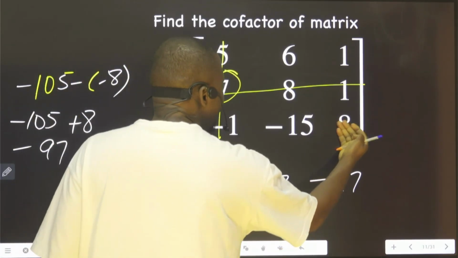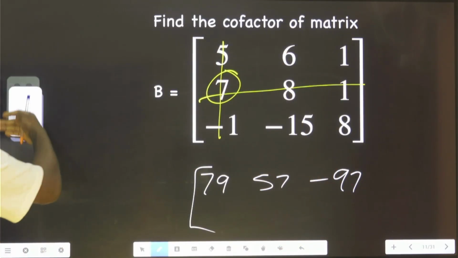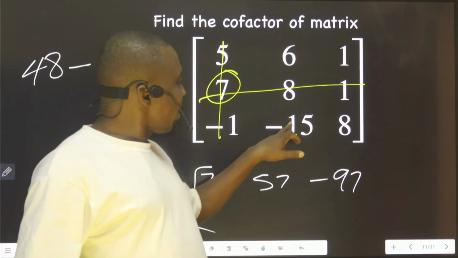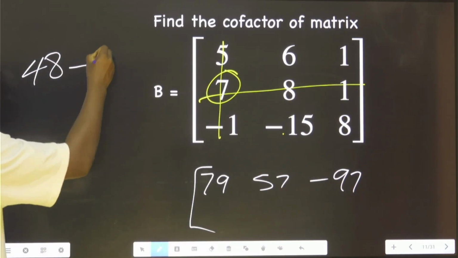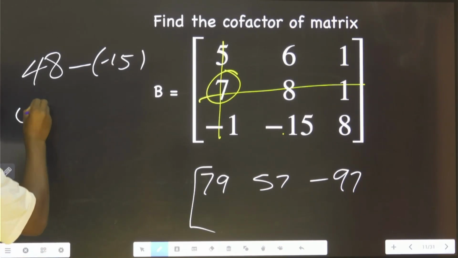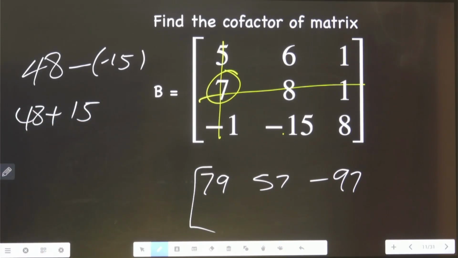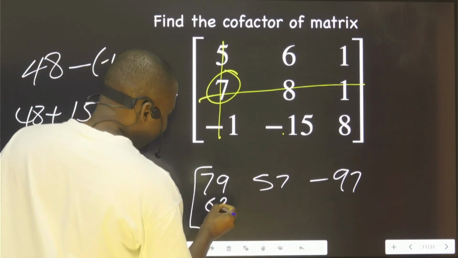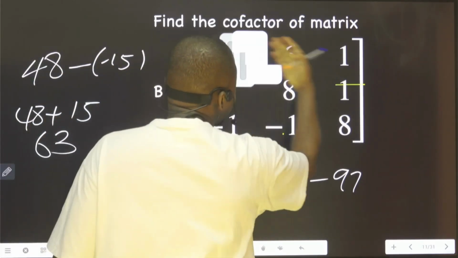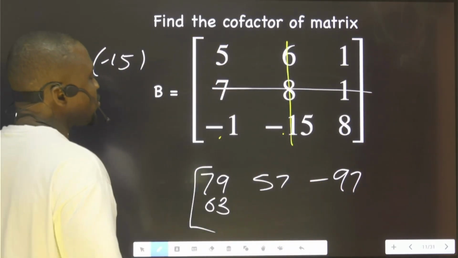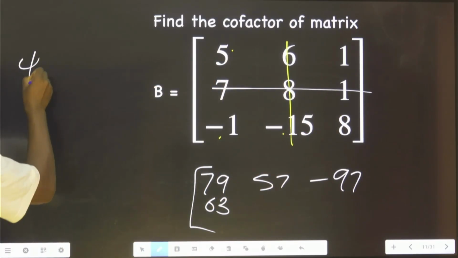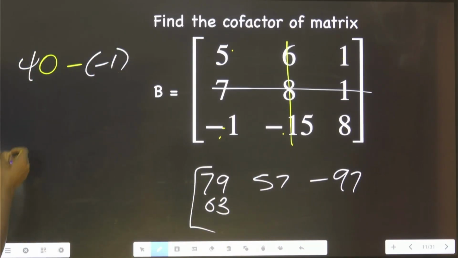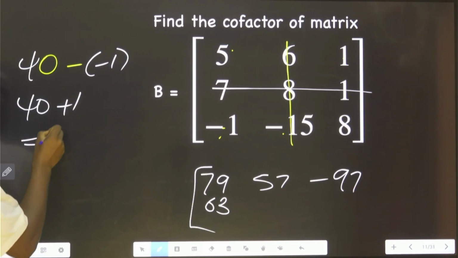That is to say, 8 multiplied by 6, that is 48, minus 15, minus this is minus 15. That is to say 48 plus 15, and you agree with me, is going to give us 63. So here we have 63. We go for that of 8. That is to say this multiplied by this, which is 40, minus this, which is minus 1. 40 plus 1 equals 41.